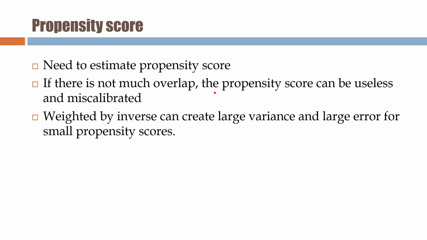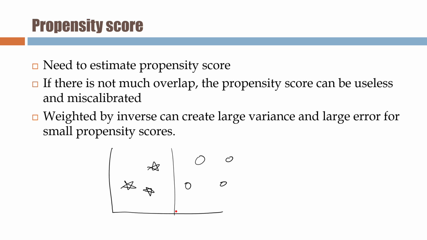If there is not much overlap, the propensity score can be useless because, again, if you have data like this, only here, and the circle is only located here, there's no overlap at all, then it's not going to be accurate. You may end up with a totally opposite conclusion.